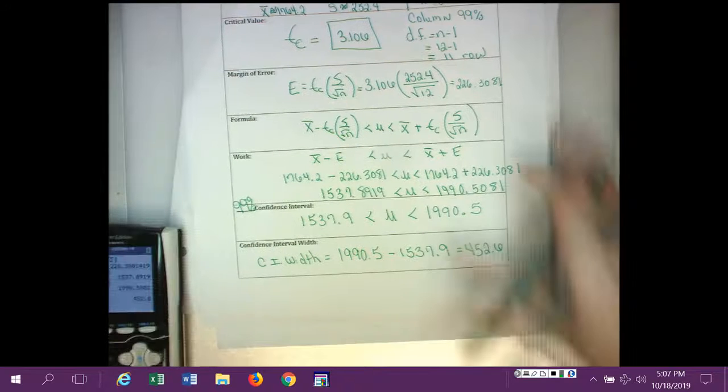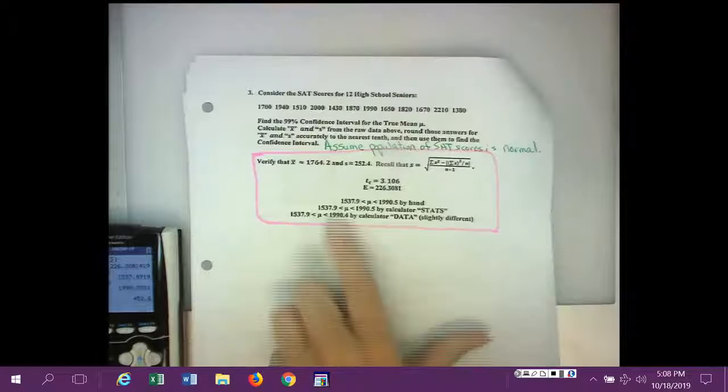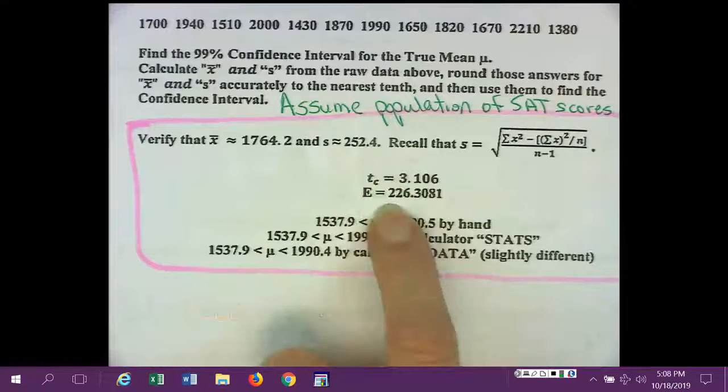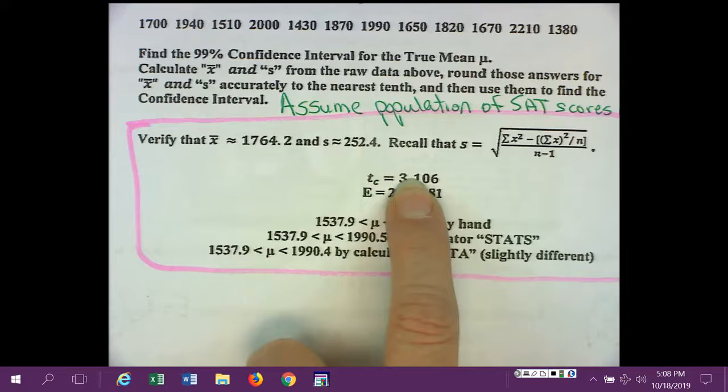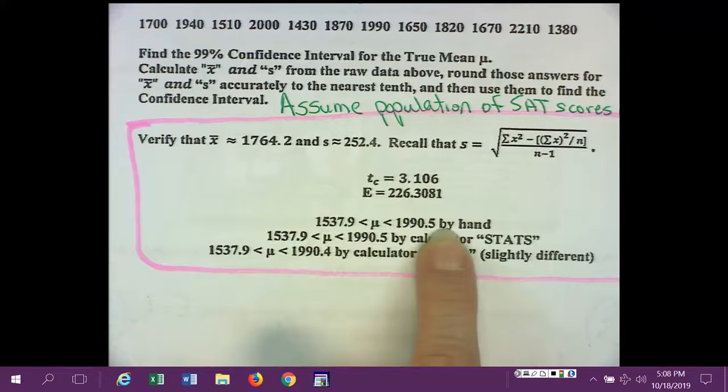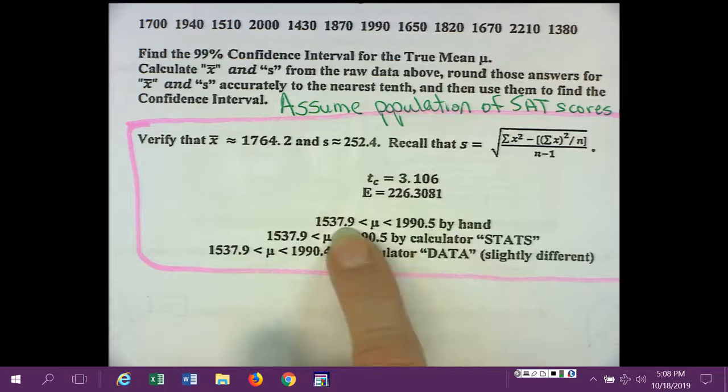Going back to the worksheet, we can verify these values. By hand, we calculated E to be 226.3081. We found the T from the table. By hand, with the template, we found 1537.9 to 1990.5 by hand. And that's the answer you will choose.